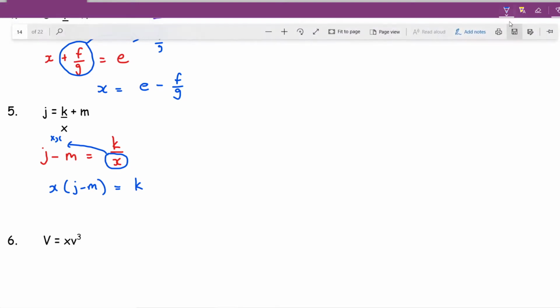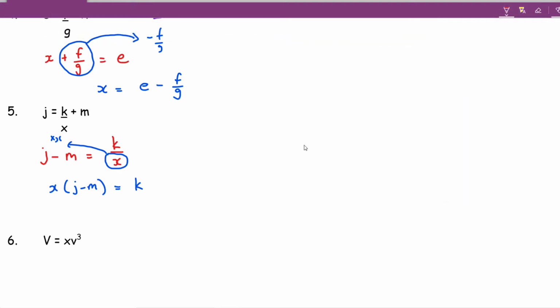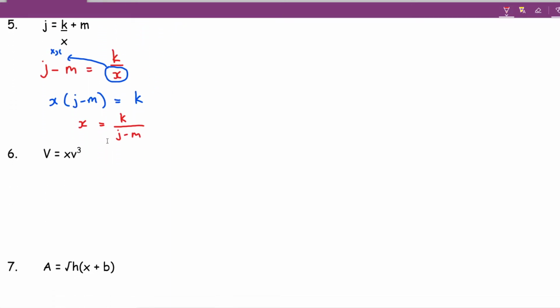And now I want to make x the subject, so I want to take this bracket to the other side, so x would equal k, all divided by j minus m. Okay, you could take the brackets out, you could put brackets in there, it doesn't really matter. That's the simplest way to write that. A simpler way could be to just put brackets here, then switch those around. It shows you every step here as I'm going through it.